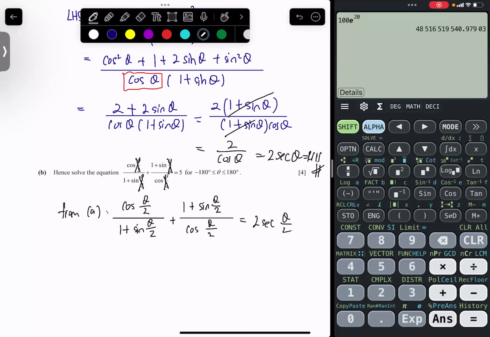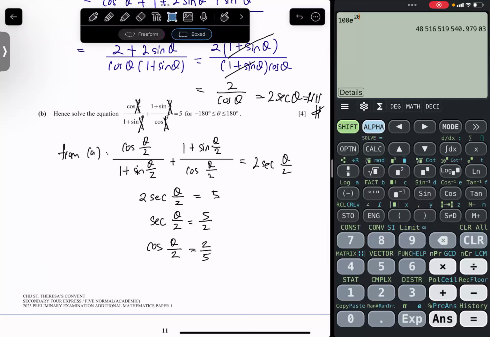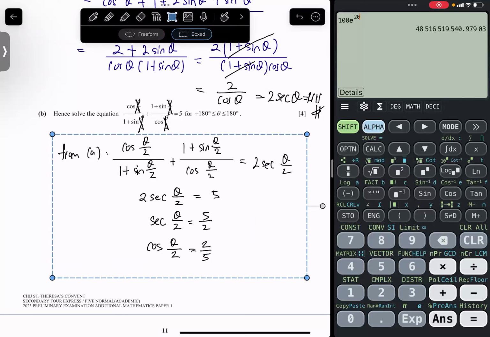For part A, this is my observation. So 2 secant theta over 2 equals 5, so secant theta over 2 equals 5 over 2. Secant is the reciprocal of cosine, so cosine theta over 2 equals 2 over 5. Now over here, I'm ready to take the inverse for cosine.